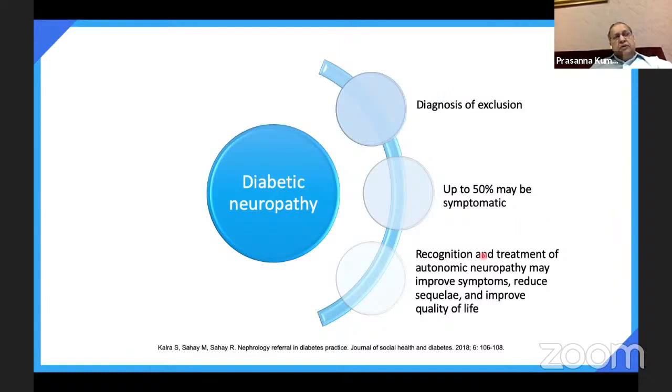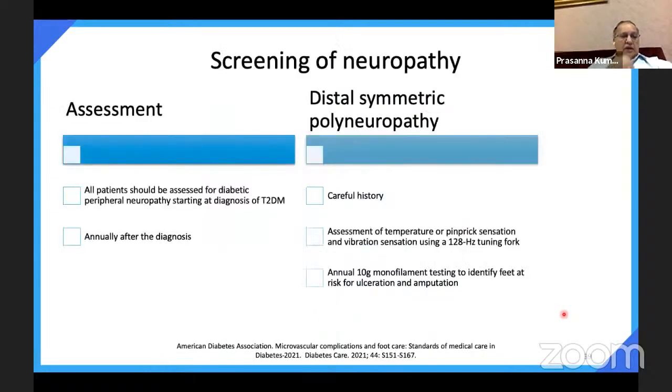Another 50% may not. Tingling, numbness, bilateral symmetrical polyneuropathy. Recognition and treatment of autonomic neuropathy may improve symptoms, reduce sequelae and improve the quality of life. Then assessment. All patients should be assessed for diabetic peripheral neuropathy, starting at diagnosis, and every year you must check touch, heat, vibration, which you can do. Take a careful history of diabetes, symmetrical polyneuropathy, assess temperature, pinprick, vibration sense using a tuning fork. All of you have been doing it day to day.